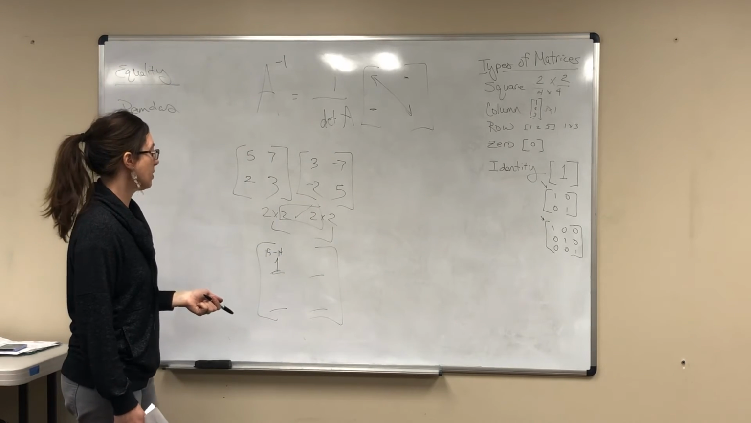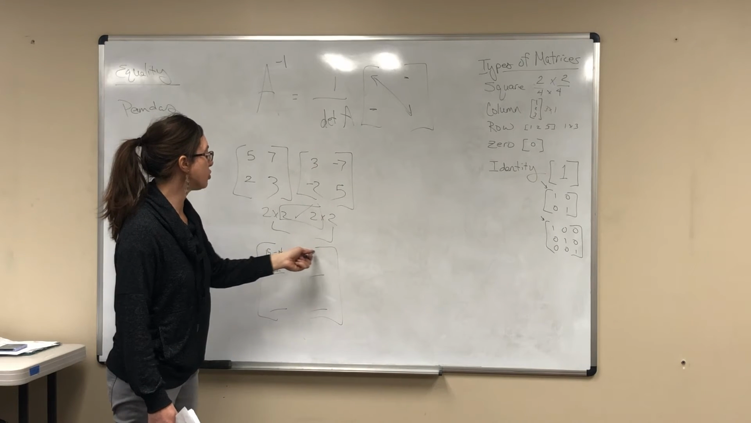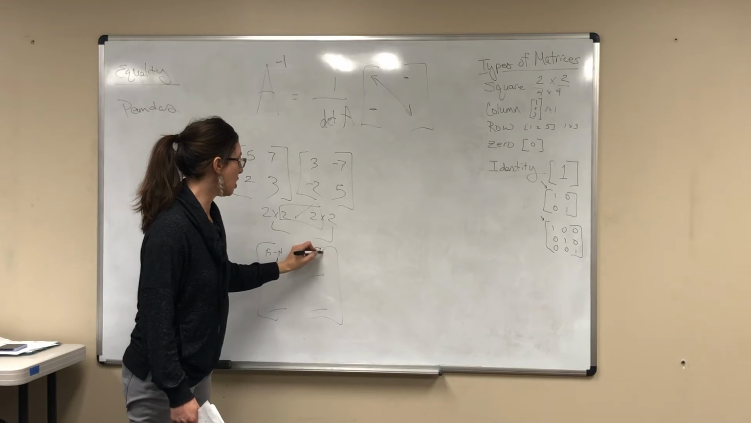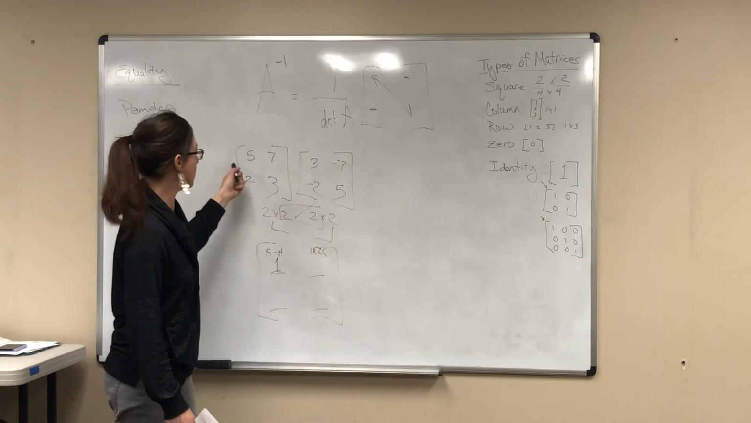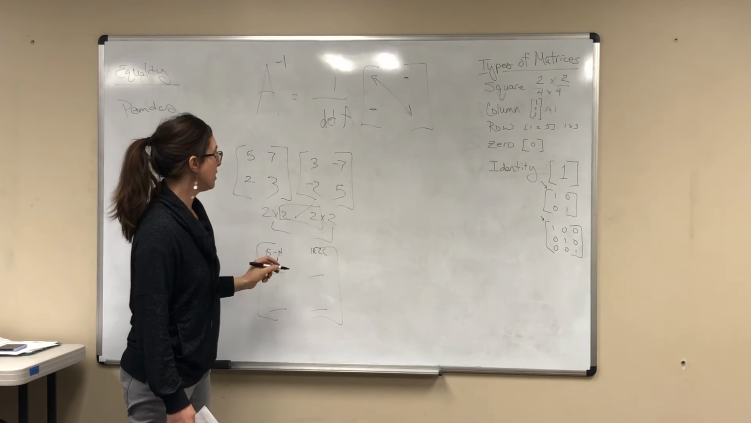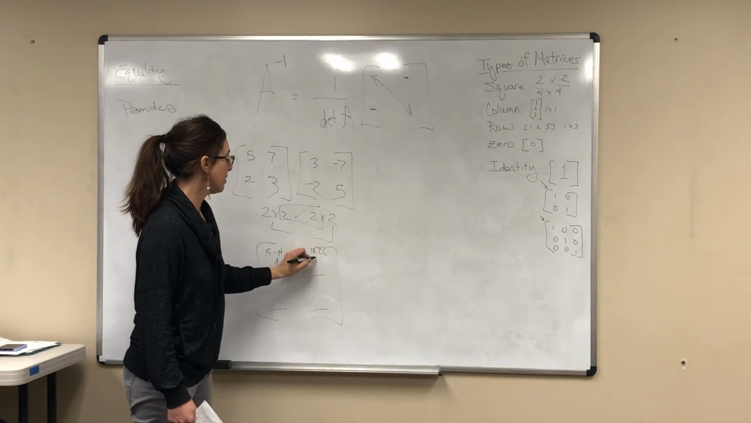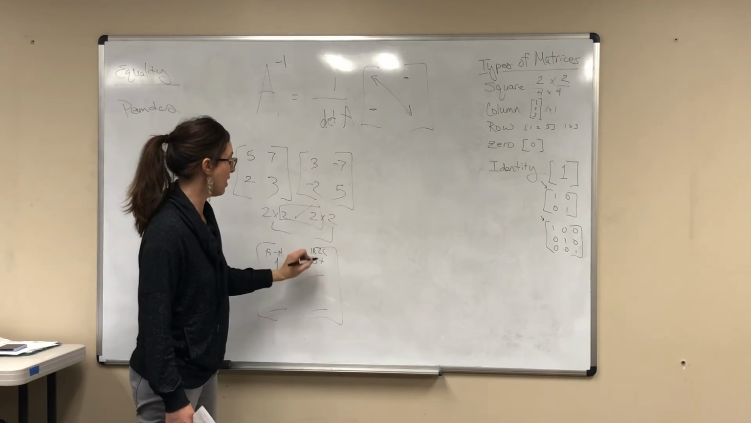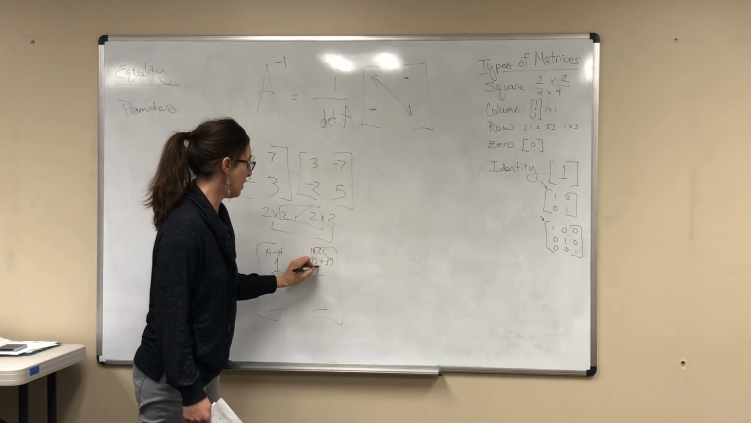Okay, so entry number 2, first row, second column. That's the space that it's in, so I need the first row and the second column. 5 times -7, it's -35. Going to add it to 7 times 5, 35, I got a 0.